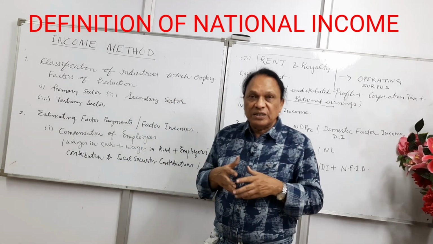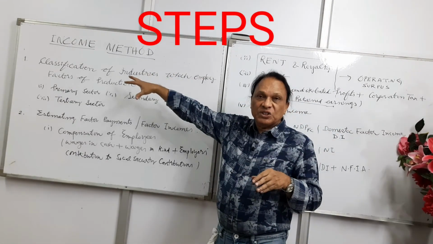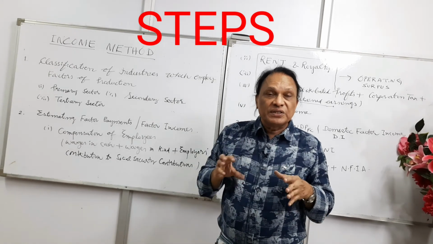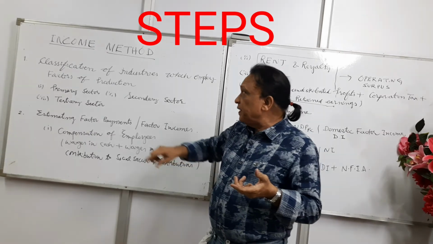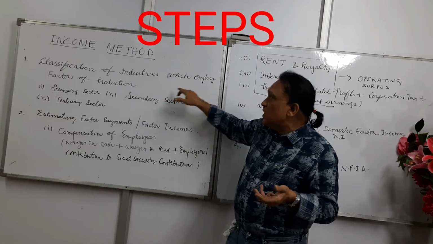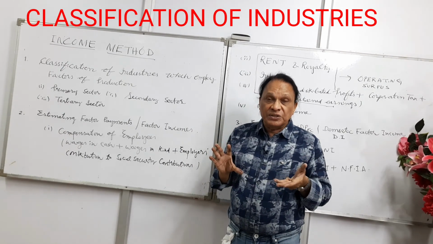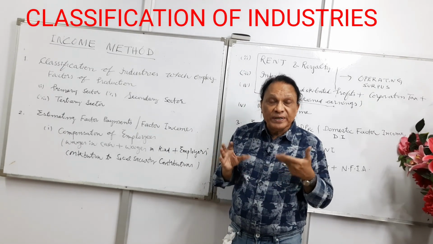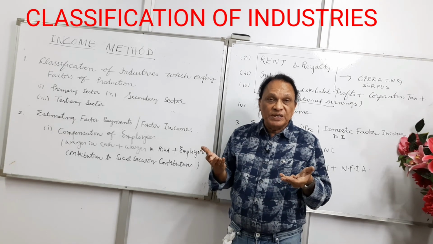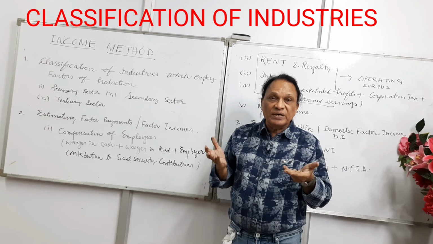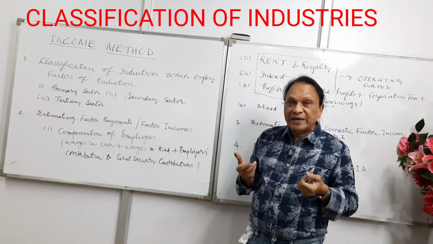How do you estimate national income by the income method? Again here we take steps. These steps are given by the Central Statistical Organization, CSO. The first step is classification of industries which employ factors of production. All the industries employ the four factors of production: land, labor, capital, entrepreneurship. Without these four, we just can't think of doing any production. Which are these industries which employ the four factors of production?